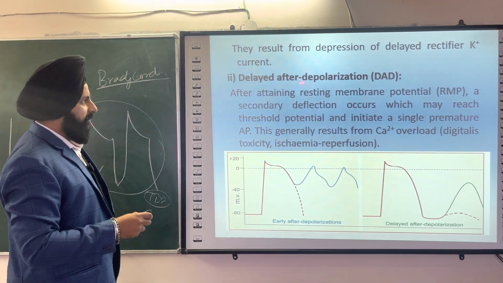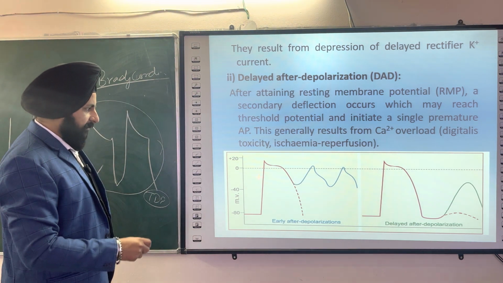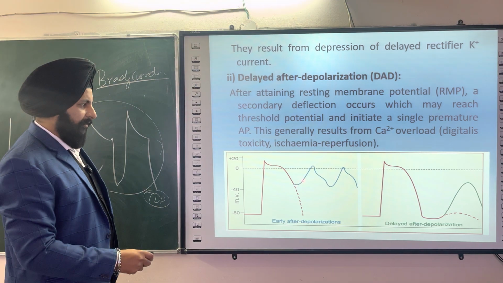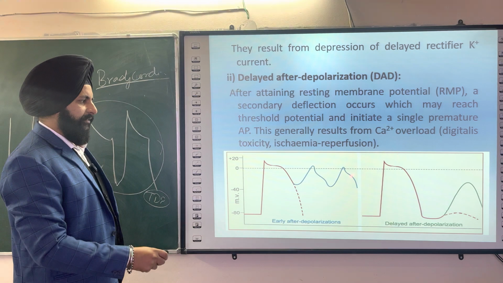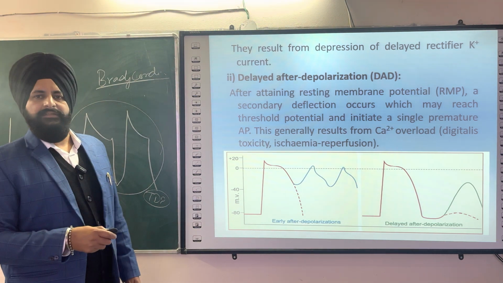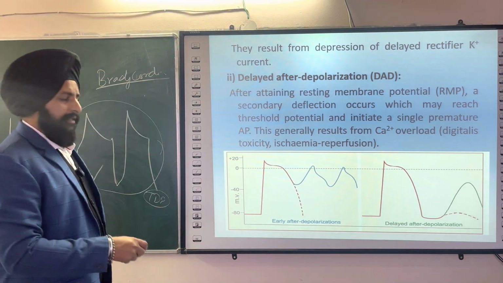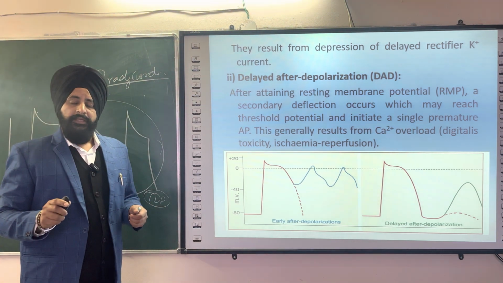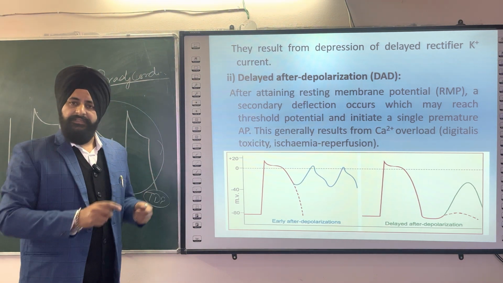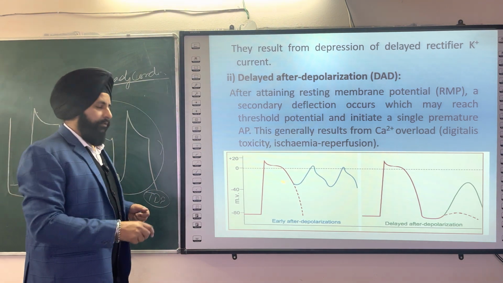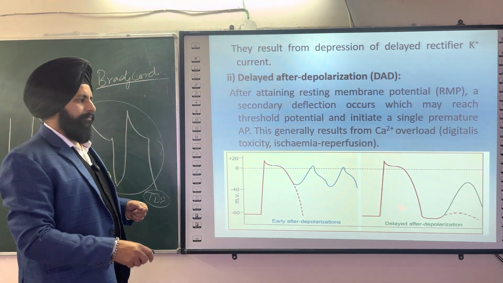Another thing is called delayed afterdepolarization. So this is the action potential curve, and this is another curve, another wave of contraction initiated. This is called an early afterdepolarization. Now this is called a delayed afterdepolarization. Early afterdepolarization can be due to excessive intake of CNS stimulants like tobacco, nicotine, cocaine, and other things, or it can be due to hypersympathetic tone.